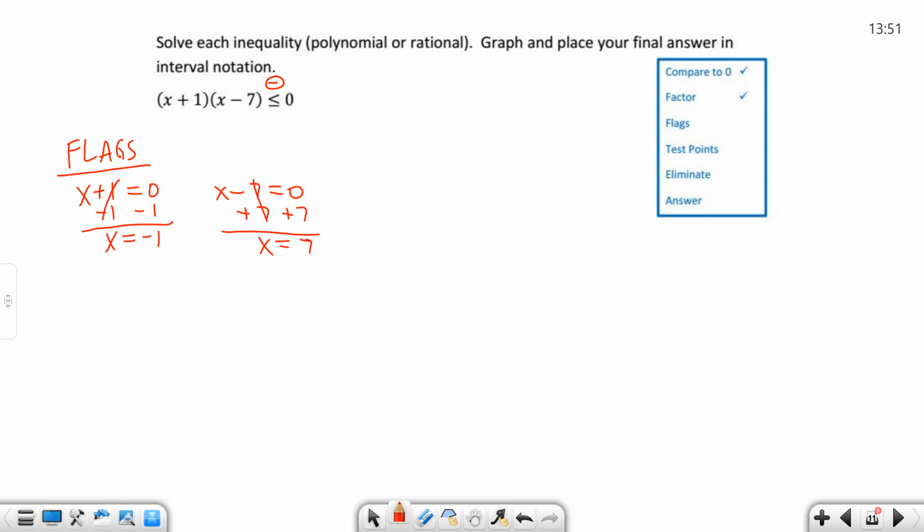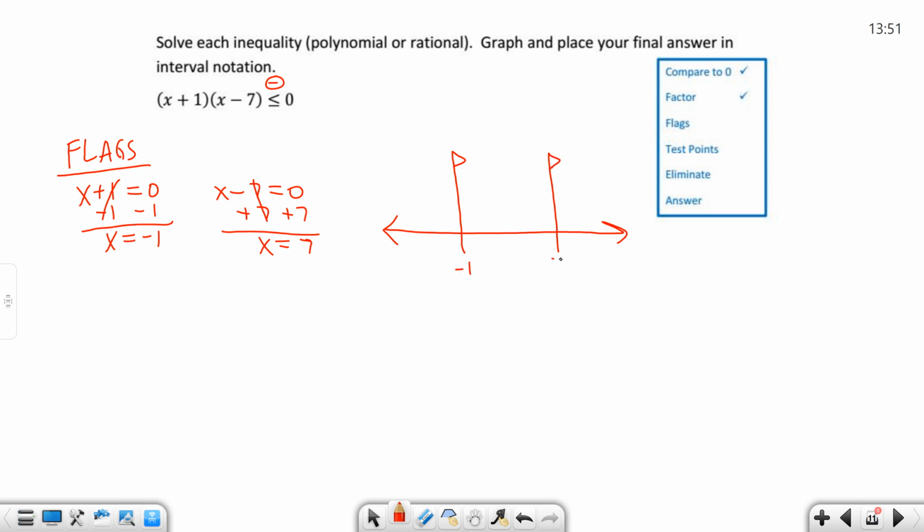So I, on this problem, found 2 flags. All right, you should find 2 flags. And my 2 flags are -1 and 7. And so part of finding my flags is to put them on a number line and label them with flags. All right, so let's come over here, and I'm going to make me a number line over here. Get me a number line, and I'm going to have 1 flag and 2 flags. All right, I have 2 flags here.